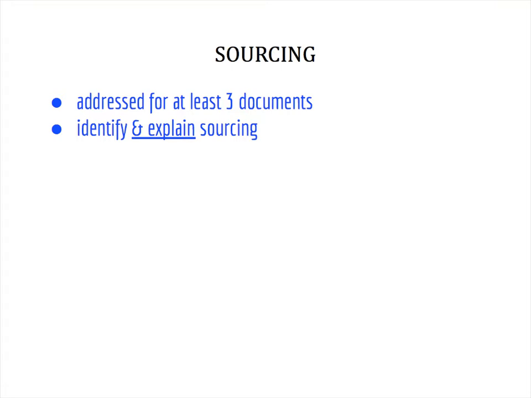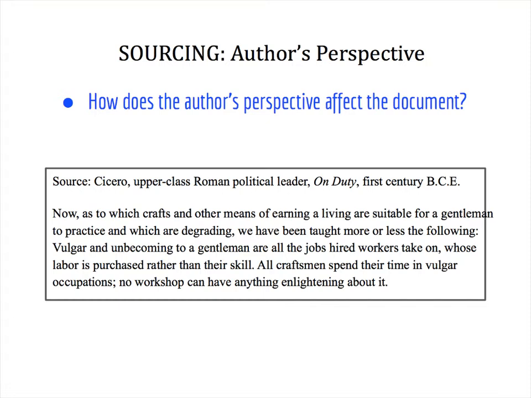As you're working to understand the documents, one of the important aspects of interpretation is sourcing. The DBQ rubric requires students to explain sourcing for 3 of the 7 documents in order to earn the sourcing point. Sourcing refers to understanding and explaining the ways that a document's authorship or placement in history affects the content of the document. Addressing a document's sourcing always starts with reading and understanding a document's source line. There are a number of ways to approach explaining a document's sourcing.